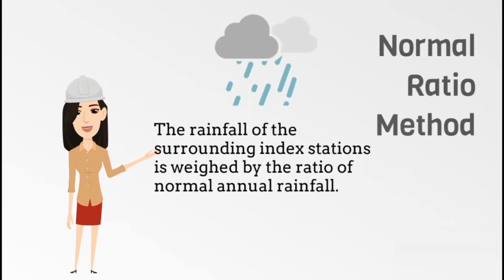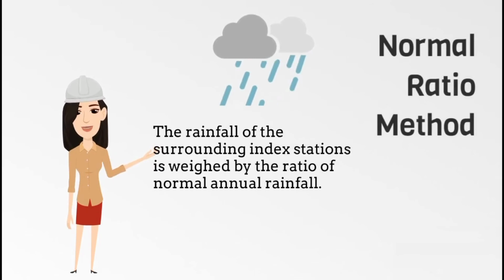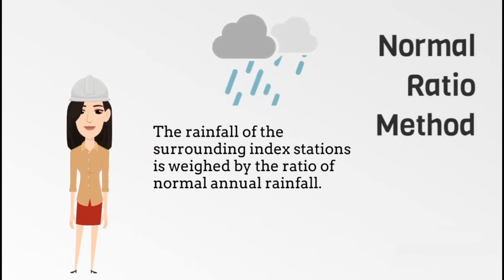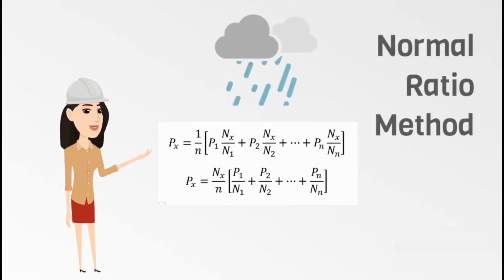In this method, the rainfall of the surrounding index stations is weighed by the ratio of normal annual rainfall. These are the formulas used for the normal ratio method.